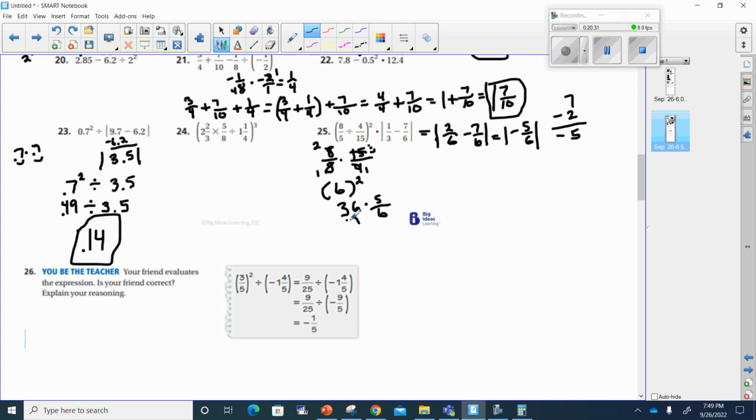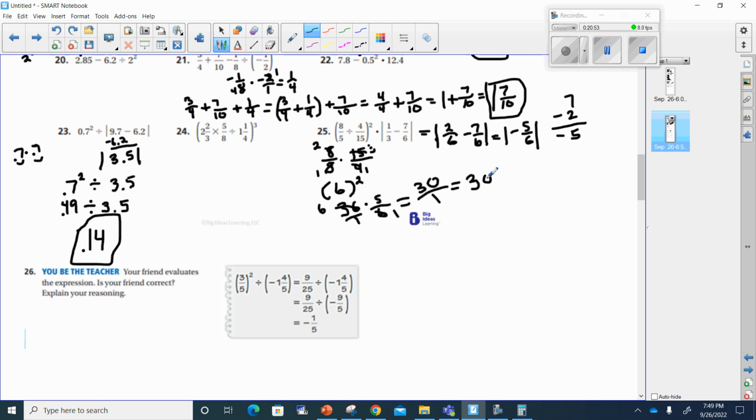I'll put 36 over 1. I know 6 and 36 are both divisible by 6. 6 divided by 6 is 1. 36 divided by 6 is 6. And now I have 6 times 5, and that's 30. And 1 times 1, that's 1. So this is going to be 30.